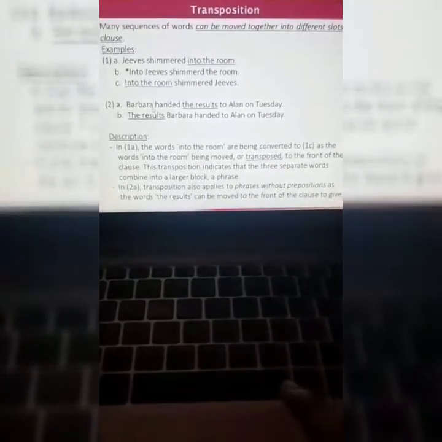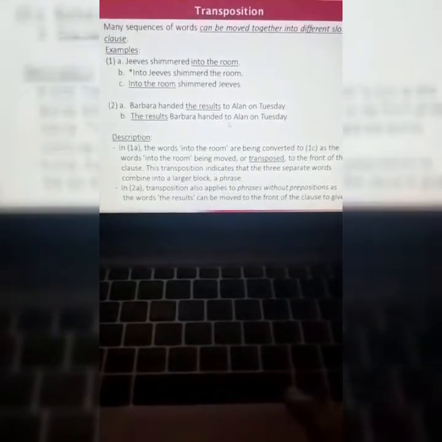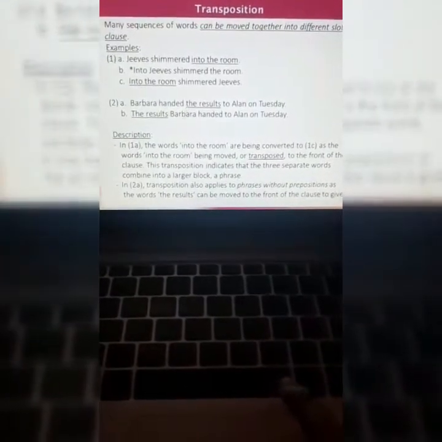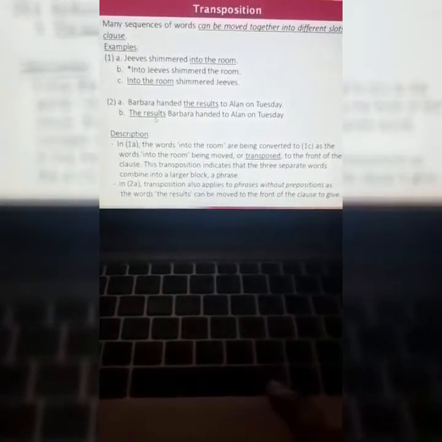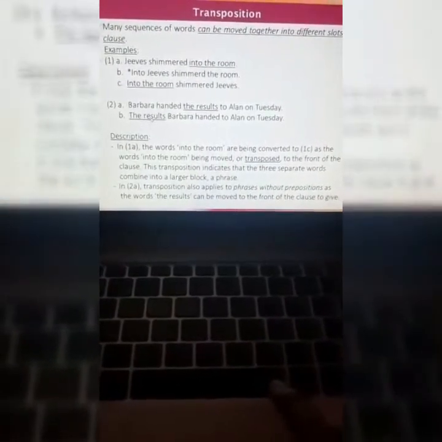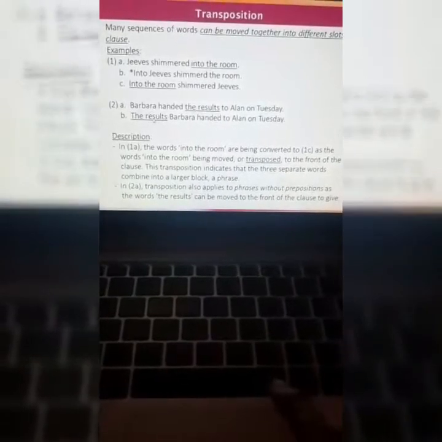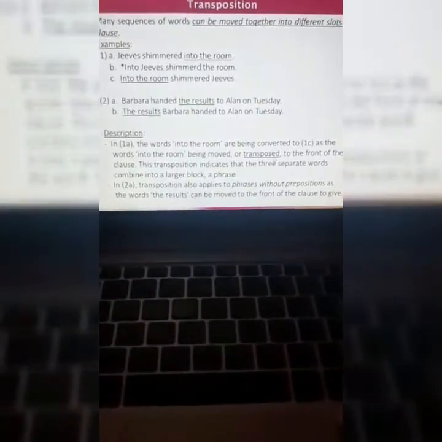Number 2A. Barbara handed the results to Ellen on Tuesday, atau the results Barbara handed to Ellen on Tuesday. Kalian biasanya melakukan nomor 2A terus ya. Kalau 2B seperti salah, padahal tidak, padahal sama-sama artinya. Dan ini sama-sama betul guys. Why? Karena meaningnya tidak berubah. Mungkin kitanya saja yang kurang paham, dan mungkin juga kita yang kurang biasa melihat struktur nomor 2B dibanding 2A. Kita lihat. Description in 1A, the words into the room are being converted to 1C as the words into the room being moved or transposed to the front of the clause.